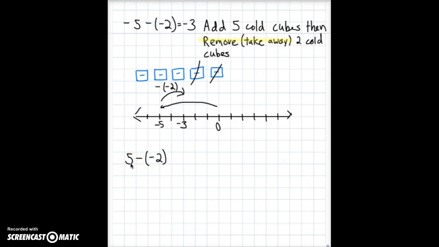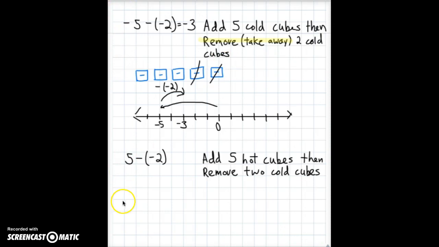Here we have 5 minus -2. Think for a moment. How do you interpret that using the cubes? Think of this problem as adding 5 hot cubes to start off with, and then removing 2 cold cubes. The subtraction symbol here means we're going to remove or take away 2 cold.